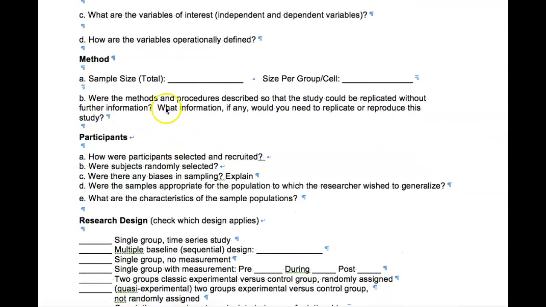For method, what's the total sample size? If they had groups, how many per group? Say like they had an experimental group and a control group.